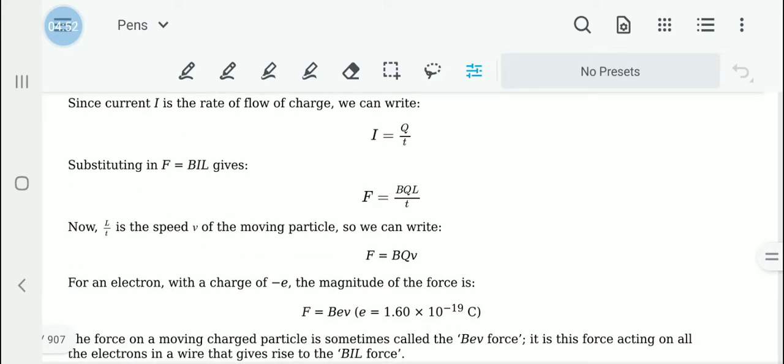Now current is the rate of flow of charge. Because of that we can write I equals Q upon T. Then if we substitute that into F equals BIL, we will get F equals BQL upon T. L upon T is the speed V of a moving particle. So as a result, we can write F equals BQV. Right? So they are relatable.